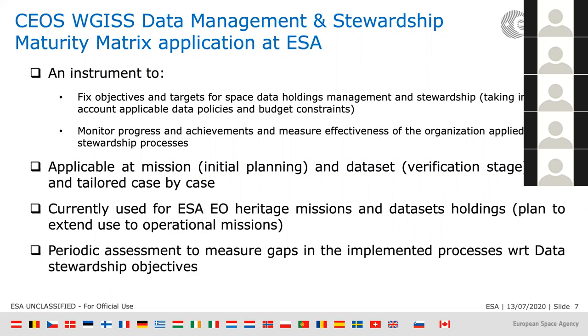We take the missions at a particular moment of their life and we do the self-assessment. It is applicable at mission level for what concerns the mission planning, but also at dataset level for the verification stage. And we perform a tailoring each time for each mission and dataset. At the moment, we are using the maturity matrix for the ESA Earth Observation Heritage missions, but we are working to include also the operational missions. The periodic assessment of this maturity matrix allows us to measure gaps in the implemented process versus the stewardship objective.